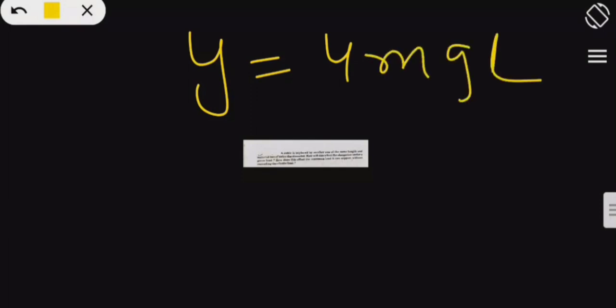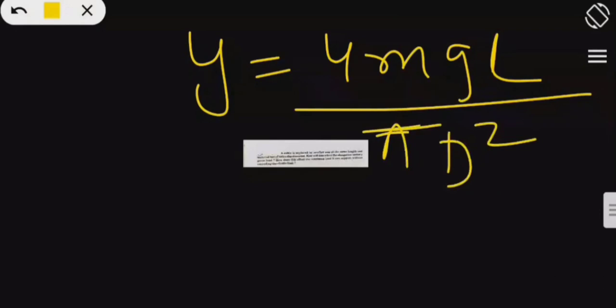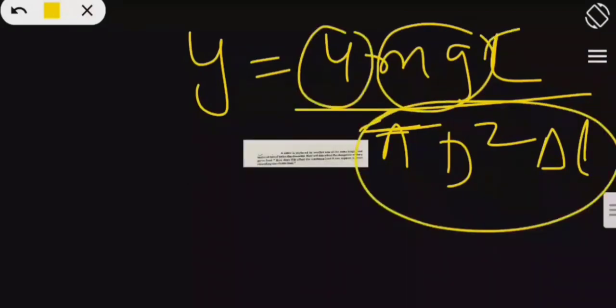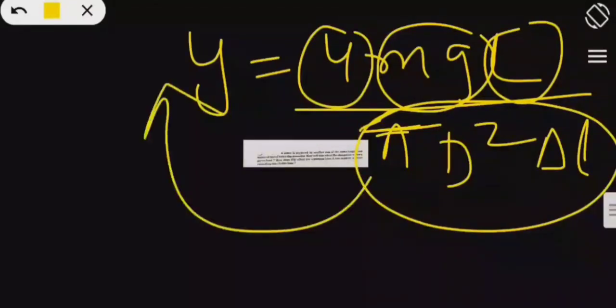Okay, so the next question is the diameter and load relation. I have the equation 4mgL divided by pi d square delta L. This is the relation. Let me keep mg on this side and take all the other data to the other side.